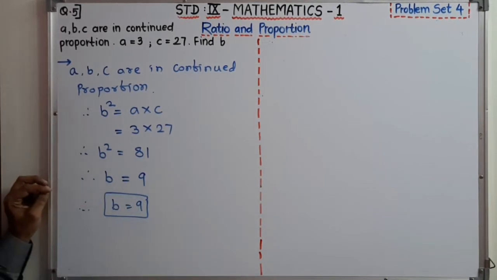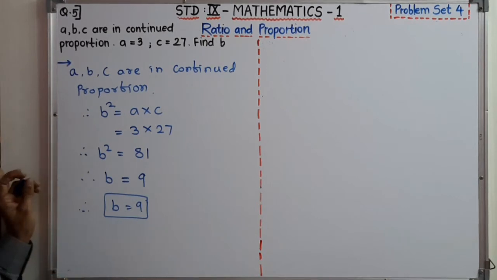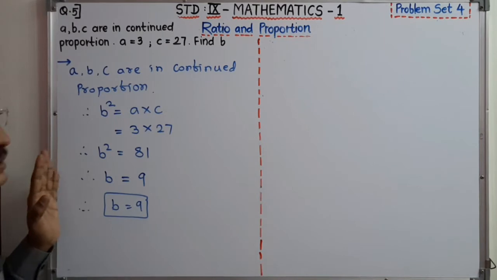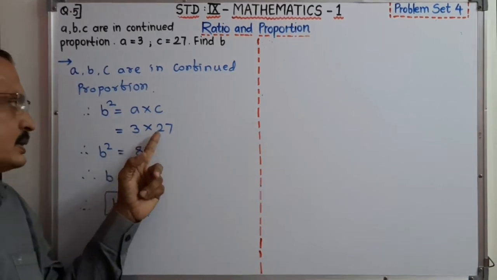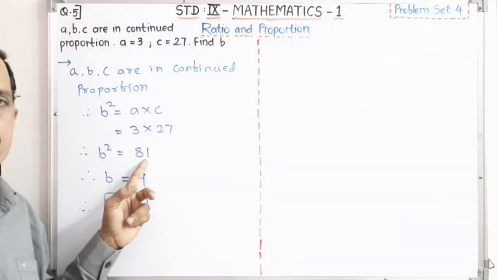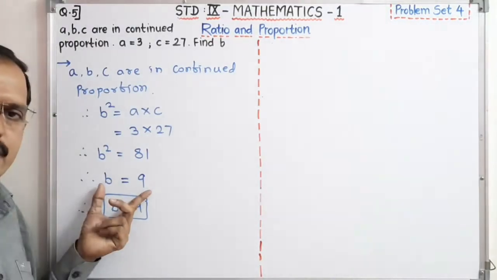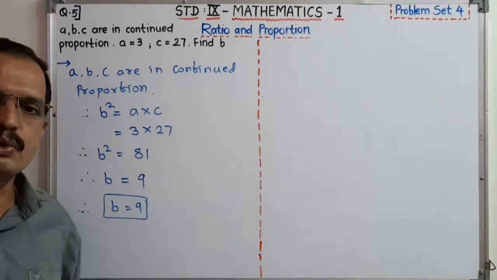Very simple, and this is an important one from the point of view of the exam. 2 marks, 1 mark questions are asked on this. Therefore, 27 into 3 is 81 and 81 is the square of 9. Therefore, we take the square root of 81, which is 9, and we get B is equal to 9.